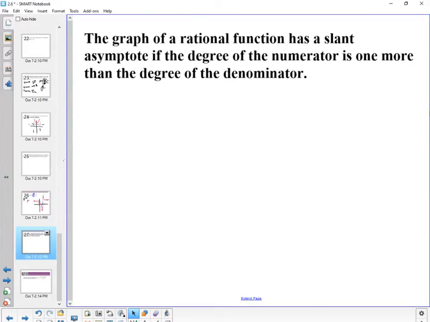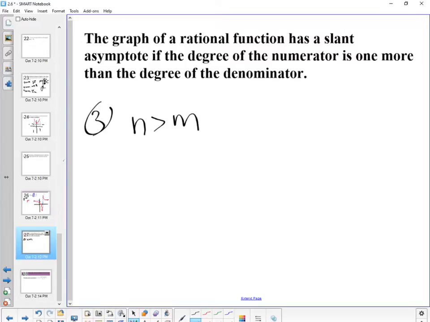So let me take you back to rule number 3. N is bigger than m. Whenever n, the numerator, is bigger than the bottom by exactly 1, it has to be greater by just 1 degree, then you get a slant asymptote. If it's bigger by more than 1, then there is none. You don't have to worry about it.